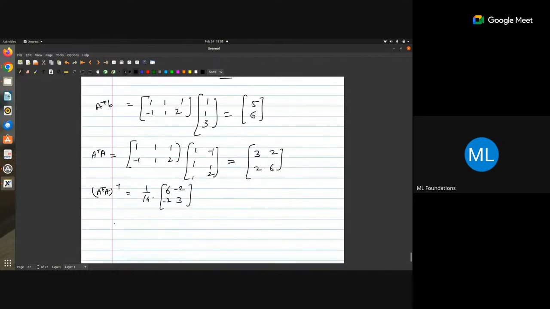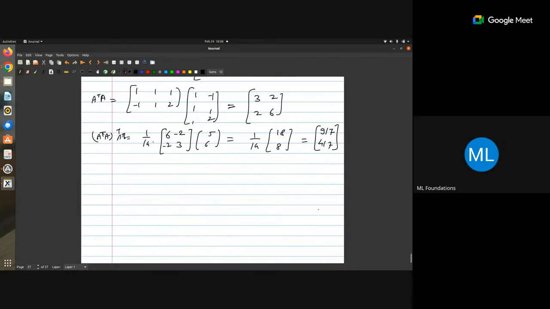So now I'll multiply these two, right? A transpose B, I'll multiply here, so it is 5 6, correct? It's 1 by 14. This will give me 30 minus 12, 18, minus 10 plus 18, 8, right? So basically this is 9 by 7. It's 4 by 7, correct? That's fine.